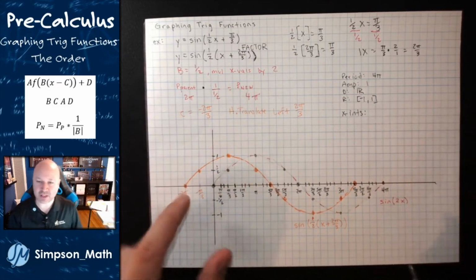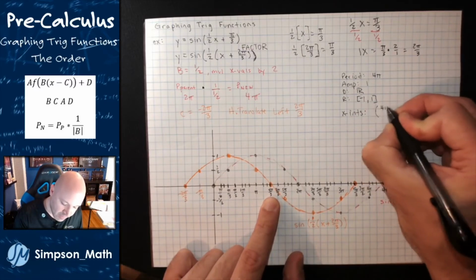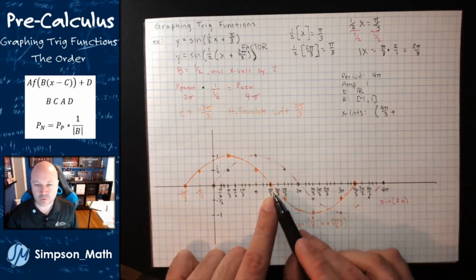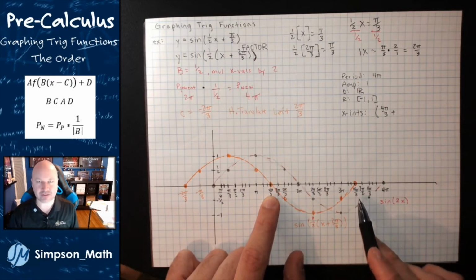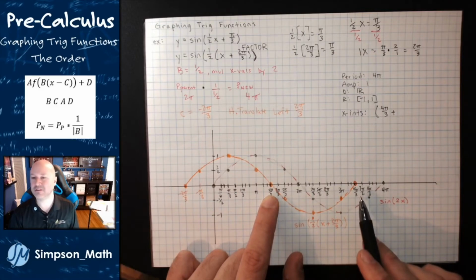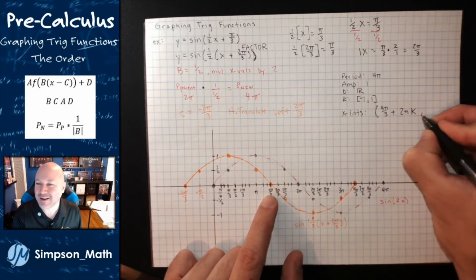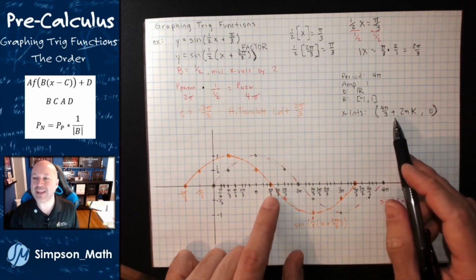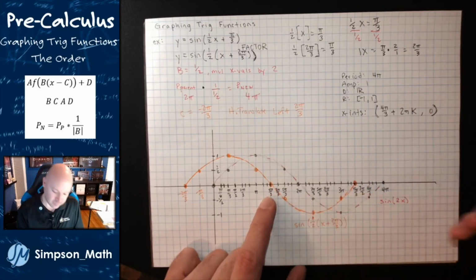X-intercepts, this might be a little bit challenging. Let's see. My strategy is to list a good one, 4 pi thirds, and then to that, add the distance to the next one. Well, from 4 pi thirds to 10 pi thirds, that's 6 pi thirds, or 2 pi? Yeah, that's right. Plus 2 pi. Okay. Comma 0, because those are x-intercepts. So I listed a good one, and then added the distance to the next. Put a k in there to represent every interval from there on out.